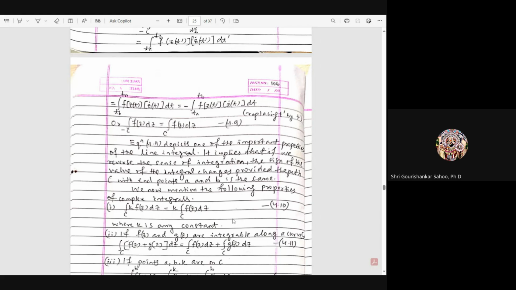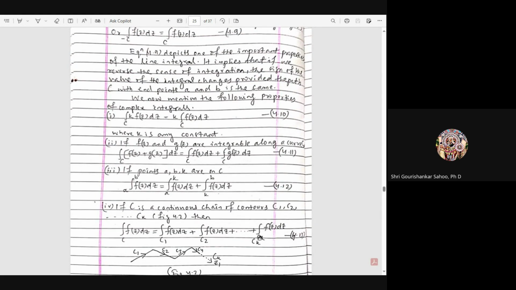So there are some properties you must remember. Integration over C of k f(z) dz is equal to k times integration over C of f(z) dz, where k is a constant. Similarly, integration over C of f(z) plus g(z) dz, where f(z) and g(z) are two different functions, is equal to integration over C of f(z) dz plus integration over C of g(z) dz. And if the points A, B, K are in C, then integration from A to B of f(z) dz is equal to integration from A to K of f(z) dz plus integration from K to B of f(z) dz.